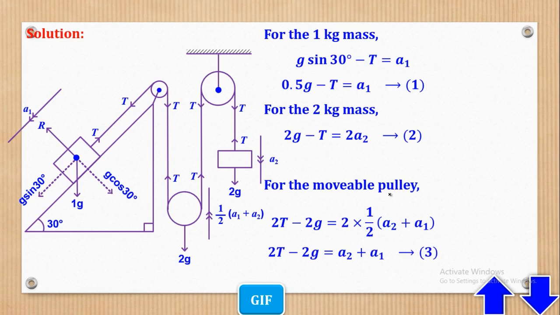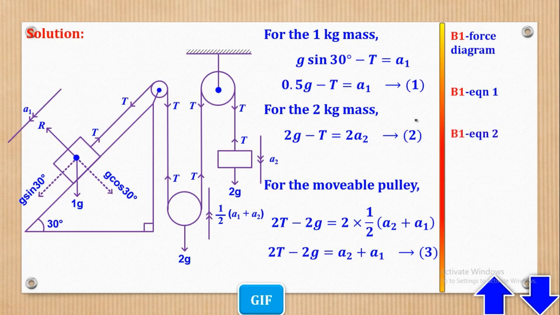So we have managed to get 3 equations and 3 unknowns. The unknowns are T, A1 and A2. Now because we have 3 equations and 3 unknowns, it means that we can solve simultaneously. Now before we go to the next slide, let's see how much can be awarded for this slide. So B1 for the correct first diagram drawn using a ruler, B1 for equation 1, B1 for equation 2, B1 for equation 3.